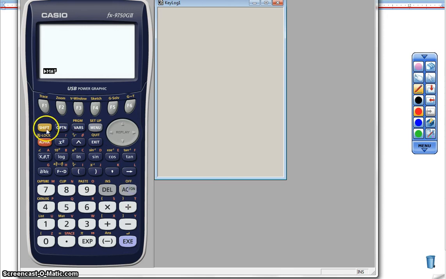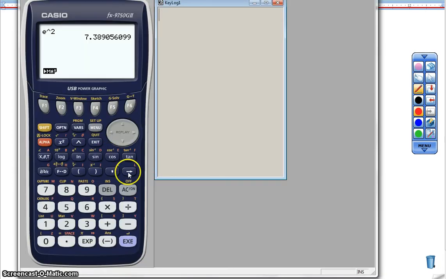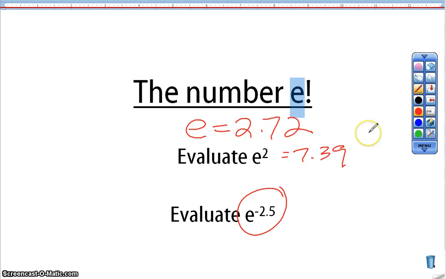It assumes that when you type in the e, the next number is going to be an exponent. So if I type in e squared, I just type in a 2 because that means e squared, and I get 7.39. So that's what I'm going to put in for e squared, 7.39. For e to the negative 2.5, same idea, real simple. You just type it in, shift ln, and e to the negative 2.5, and it's 0.08. Very, very simple.